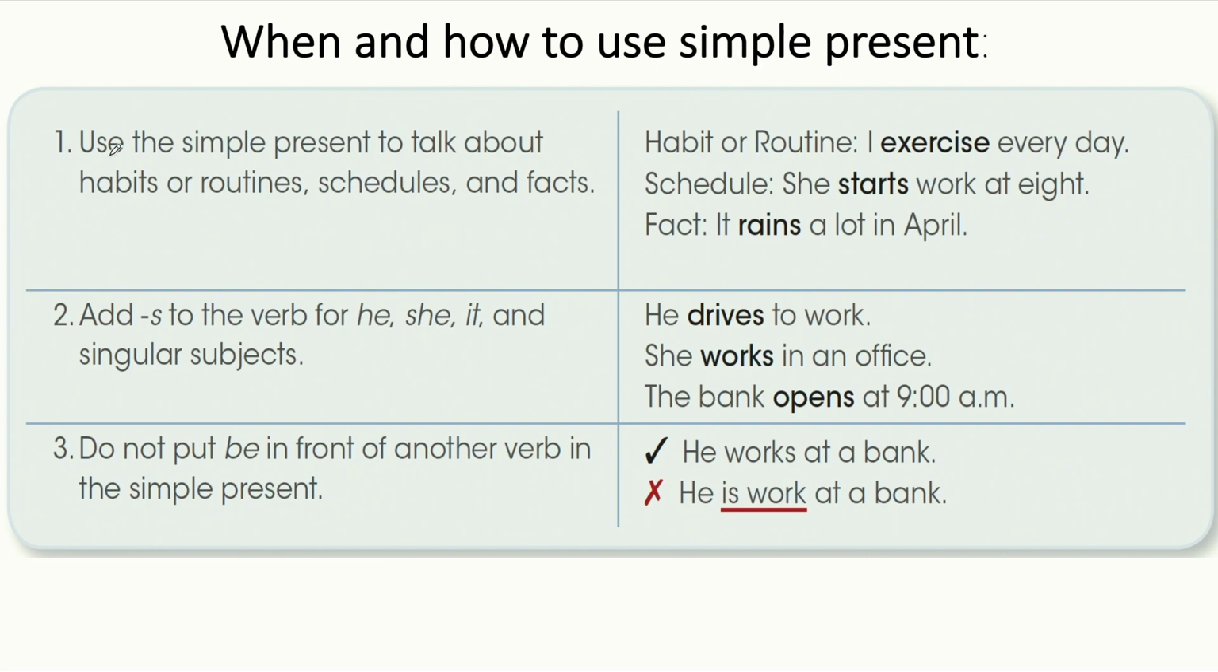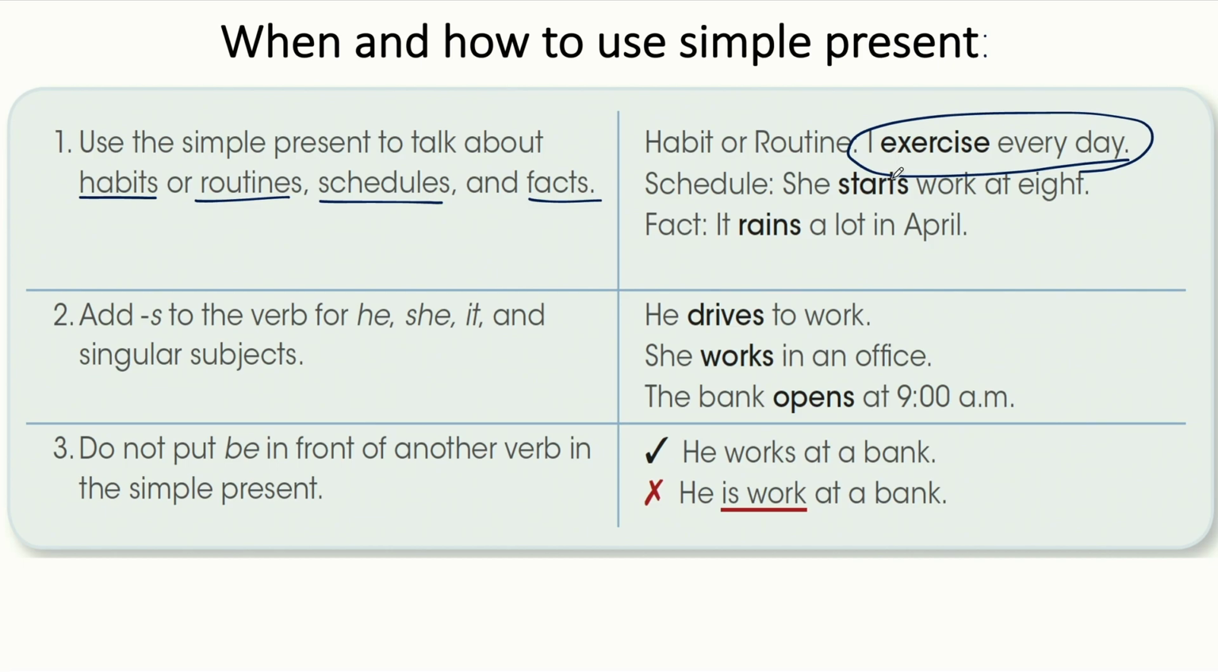Good. Now first, use simple present tense to talk about habits, something which happens like in a daily routine. Okay, it's a habit. Schedules, something which is planned. Fact, a thing which you cannot change. Okay, remember these. So routine or habit, for example, I exercise every day. This is a thing I do every day.